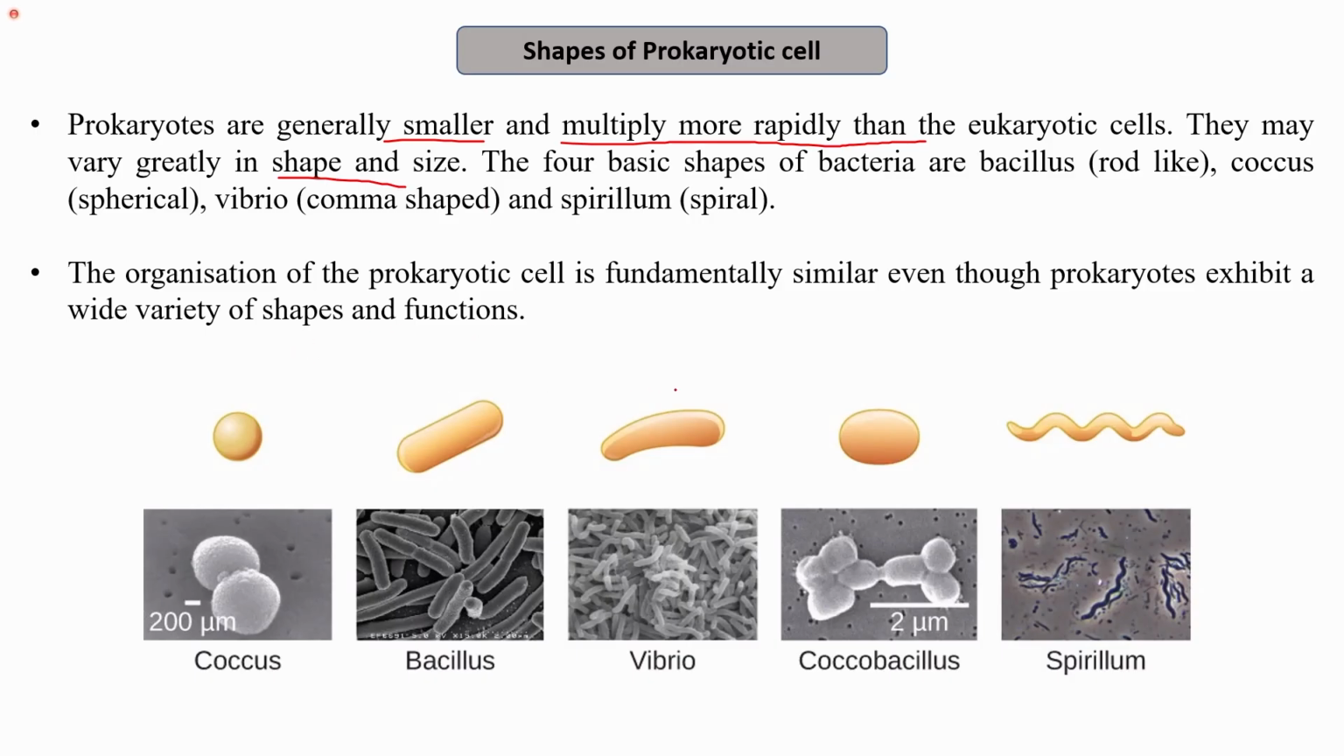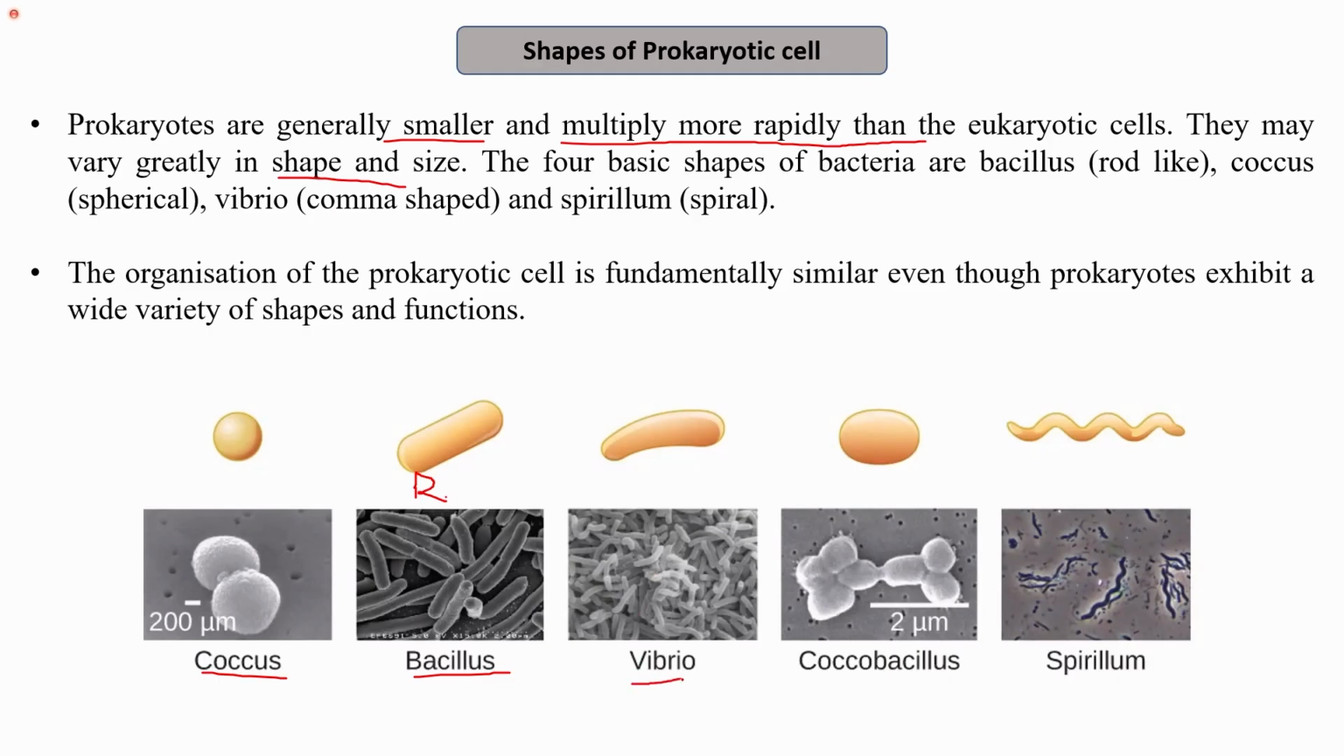There are 4 basic shapes, which is coccus. So coccus is round-shaped bacteria. Bacillus, which is the rod-shaped bacteria. So we can say it is a rod-shaped bacterium. Basically, it's a rod-shaped bacteria.